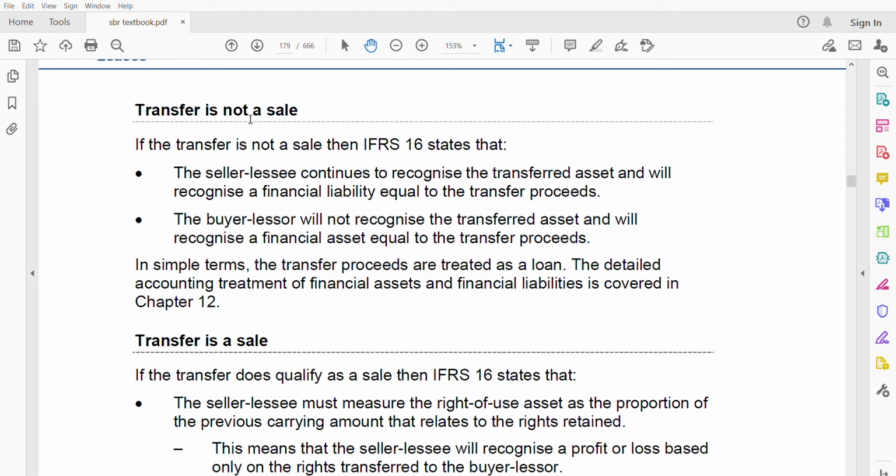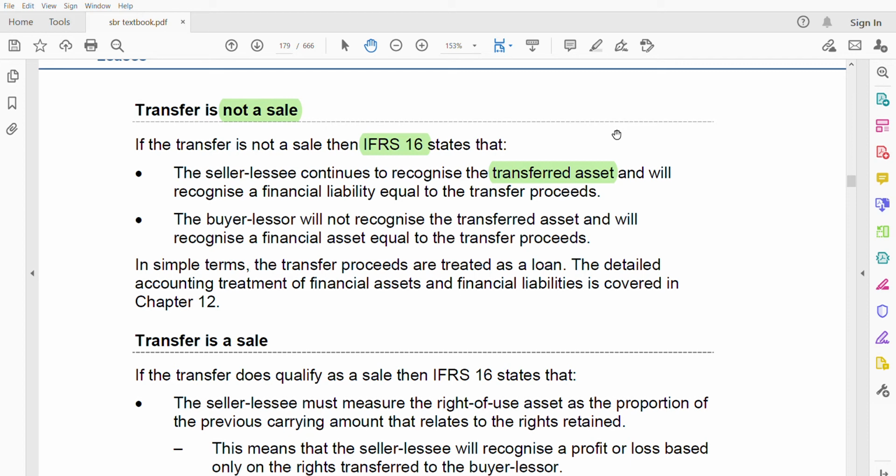So if the transfer is not a sale, IFRS 16 states that you still apply IFRS 16. That's the important thing. First of all, if it's not a sale, the seller-lessee, who is the seller now? The lessee continues to recognize the transferred asset and will recognize a financial liability equal to the transfer proceeds. Who has the ownership of the asset now? Before, it was the lessor who had the control. The lessee is using it, now it's the other way around. So he continues to recognize the transferred asset, even if that asset was transferred to the lessor, the buyer. Still the seller recognizes it.